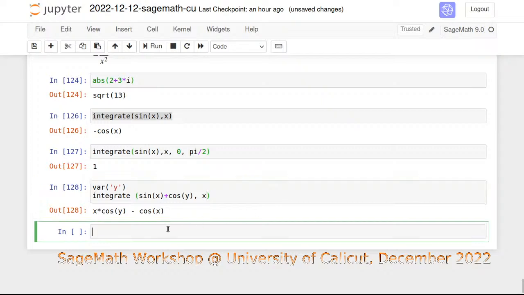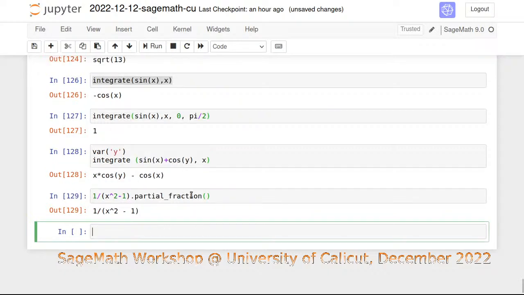Now one more useful thing in integration is what's known as partial fractions. Partial fractions can be easily obtained using the partial fraction command. 1 by x square minus 1, partial fraction. I think partial fraction with respect to x is also required. Sorry. Oh, why is this happening like this?